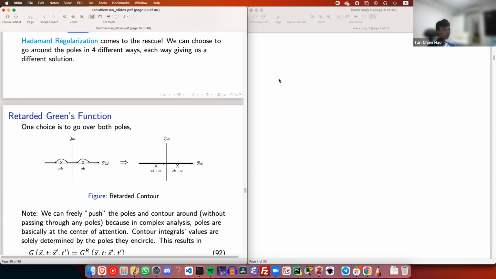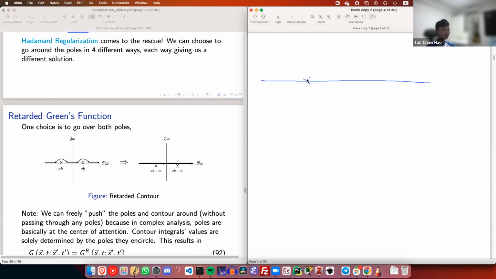Okay, so the poles of the function, if we draw the function out, the poles are at plus minus ck, correct? This is the omega axis, and we integrate along the real line. So we are running along the real line, right? And then we hit this pole, this part no problem, this part no problem.